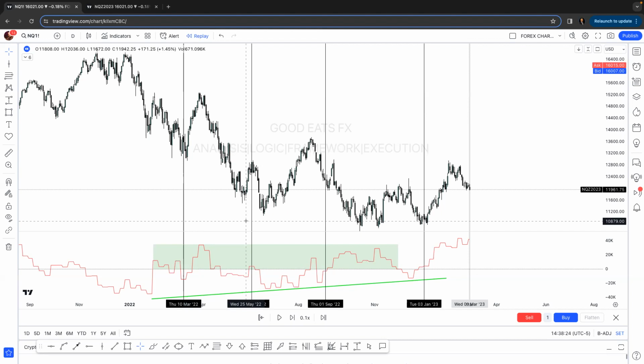So let's look at an example, because I don't want to spend too much time on last year. I just really want to highlight the uptrend in the commercial hedging. Let's look at what happens here now going into March.